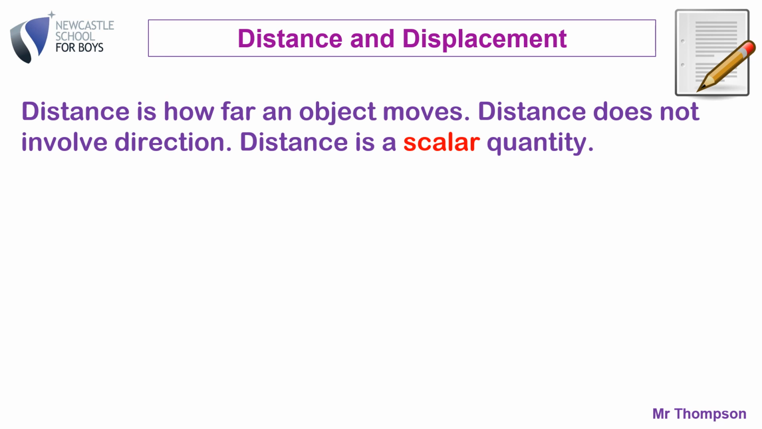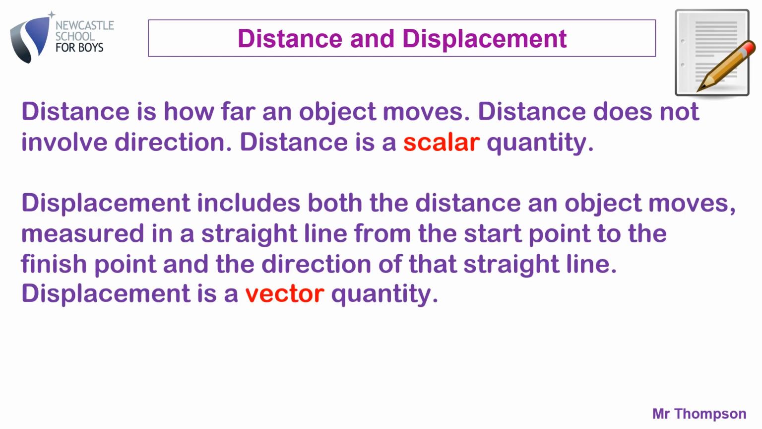Distance does not involve direction. Distance is a scalar quantity. Could be any direction. You don't know. Distance is just how far something moves. Whereas displacement includes both distance and direction: how far an object moves measured in a straight line from that starting point. And it has direction. Displacement is a vector quantity. Remember, we talked about vector quantities, and it means that vector quantities can have plus and minus signs. So if you go in the opposite direction, you would have a minus displacement. Whereas distance, you just have a number. You cannot have minus distances.